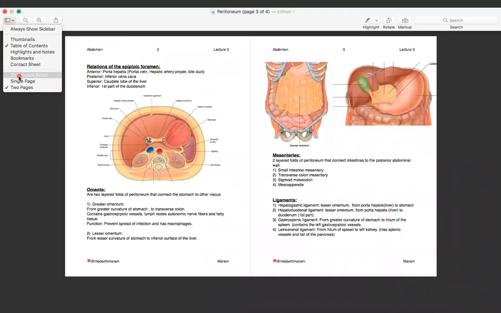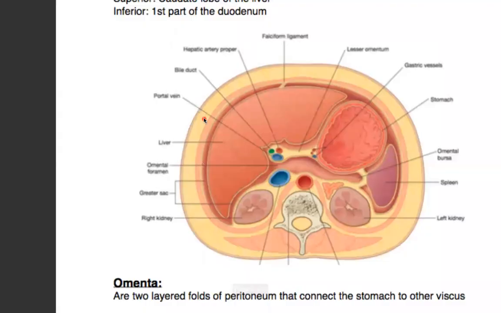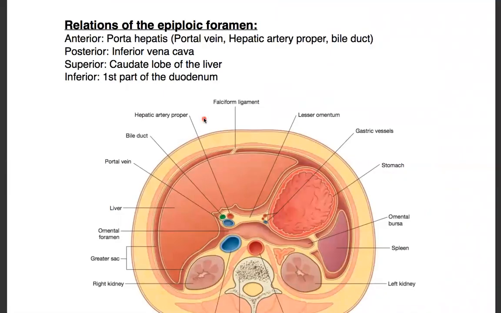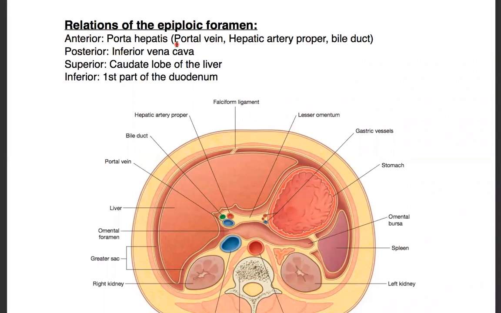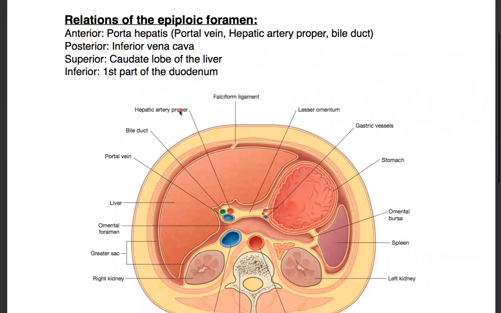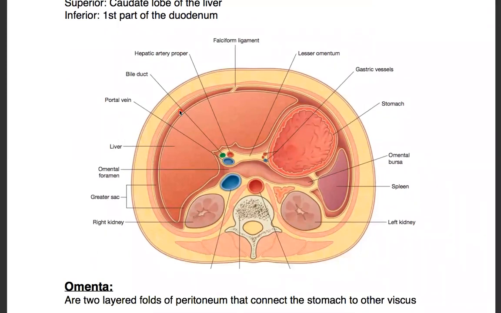About the foramen itself, there are people who like to memorize the relationships, what's anterior and what's posterior. I wouldn't really memorize it except for one, which is that anteriorly to the epiploic foramen is the porta hepatis, which is basically the portal vein, hepatic artery proper, and bile duct. That's important to know. It's very important. Why? Because it's used surgically. In surgeries, they use the epiploic foramen to reach the portal vein with the hepatic artery and bile duct. So it's important to know that anterior to the epiploic foramen you will find the porta hepatis. I'm not going into more details because, as I said, it's not an area where they can ask too many questions. We're just trying to cover the most important things.